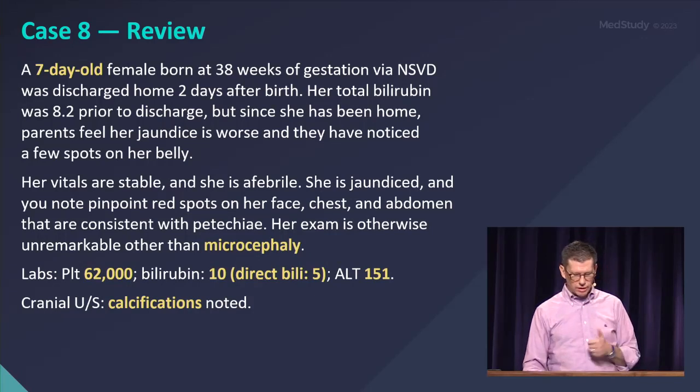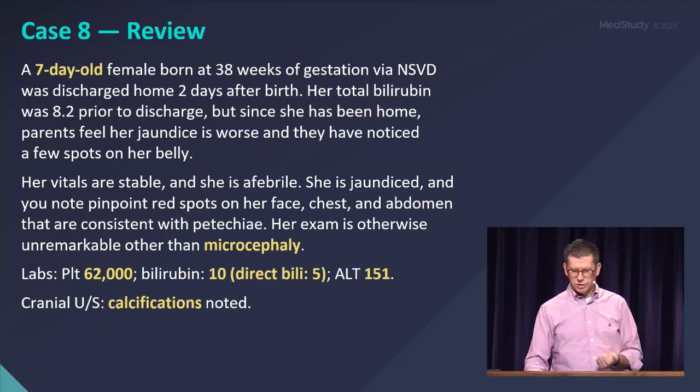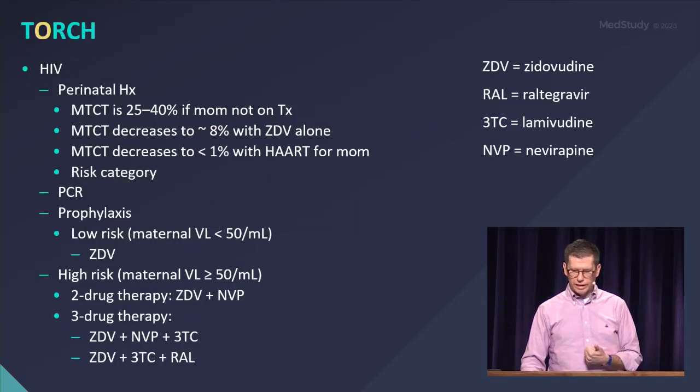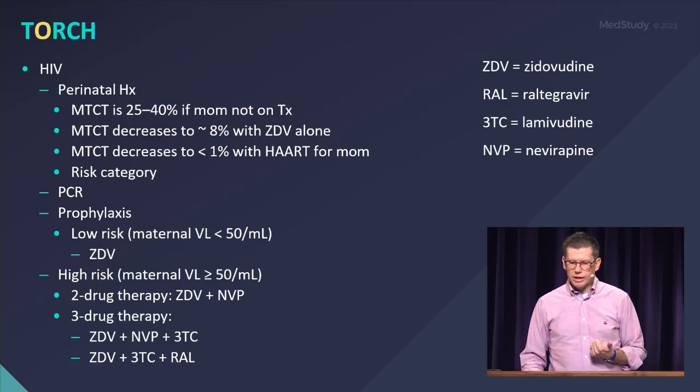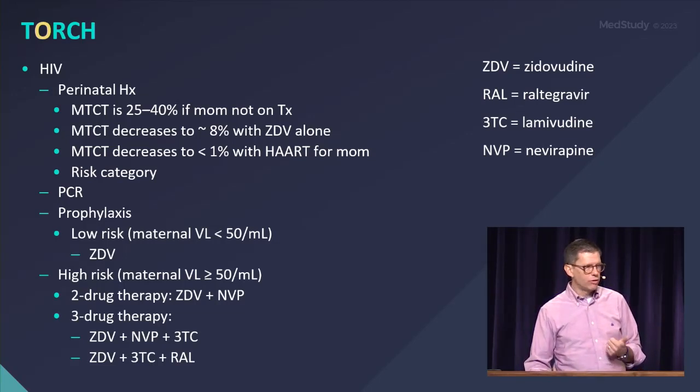So we've talked about this, right? Thrombocytopenia, hyperbilirubinemia, especially an elevated direct, is going to be indicative of a CMV infection. So thinking about TORCH infections. So we'll get back to CMV and toxo in just a second, but we'll go through some of the TORCH infections. So perinatal history for HIV, when mom is not on therapy, there's a really decent chance of mother-to-child transmission.